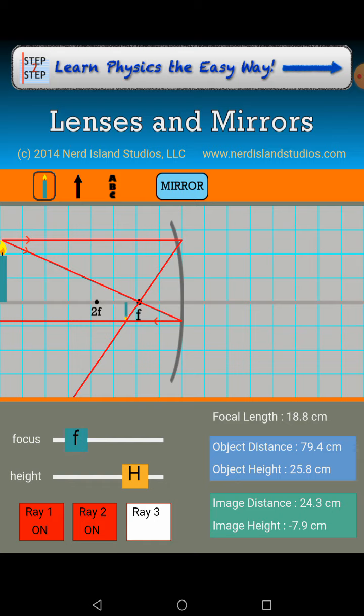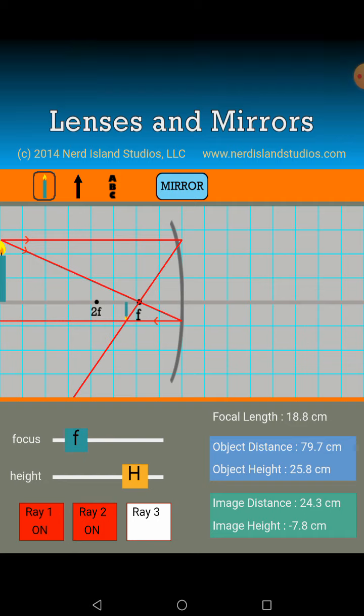So right now we can see that the object is beyond 2f. Okay, this is the object, right? So the object is beyond 2f, and when the object is beyond 2f, the image is formed between 2f and f, and it is diminished, it is smaller in size as compared to the object, and it is real and inverted. It means that the candle will be seen below the principal axis, that is, it will be seen inverted.